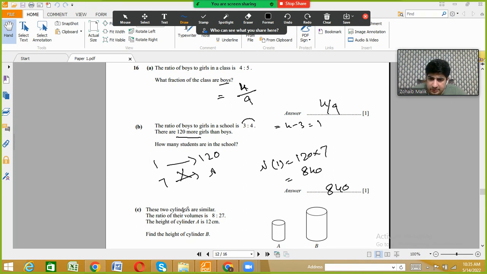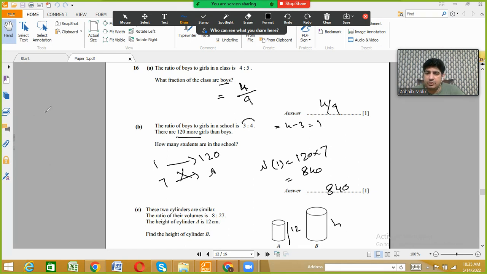Two cylinders, these two cylinders are similar. The ratio of their volumes is 8:27. It means V1 over V2 is 8 over 27. The height of cylinder A is 12. We have to find the height of cylinder B.